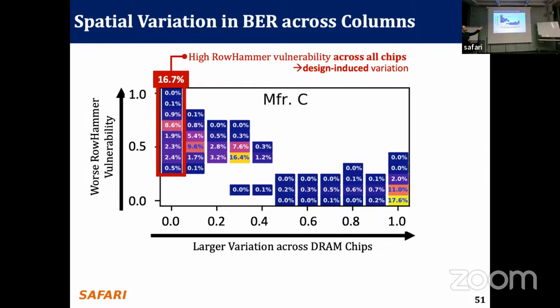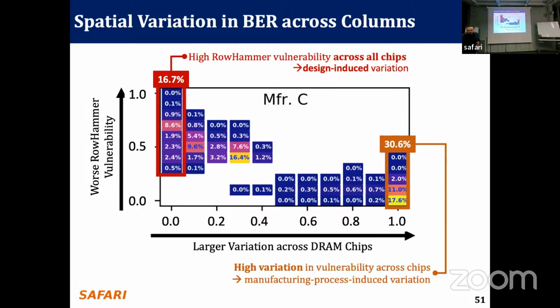And since on this leftmost point there is almost no variation, we observe that these columns that are highly vulnerable to RowHammer, this vulnerability is coming from some design decisions because it's common across all chips in the module. And when we look at the rightmost point, we observe that there is some high variation in the vulnerability across chips, and this can be caused by the manufacturing process variation.